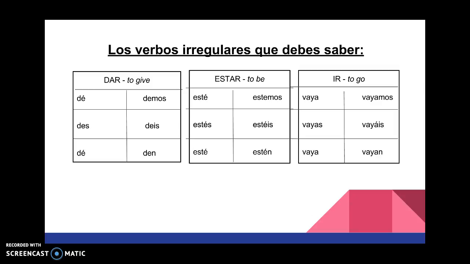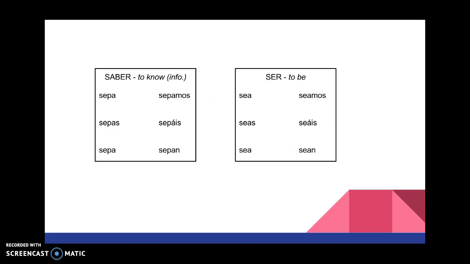There are also some irregular verbs that you really should know. So please make sure that you copy these down in the 5 boxes in your packet on páginas 3 y 4. So we have dar, to give: dé, des, dé, demos, deis, den. Estar, to be: esté, estés, esté, estemos, estéis, estén. Ir, to go: vaya, vayas, vaya, vayamos, vayáis, vayan. Saber, to know: sepa, sepas, sepa, sepamos, sepáis, sepan. And ser, to be: sea, seas, sea, seamos, seáis, sean.